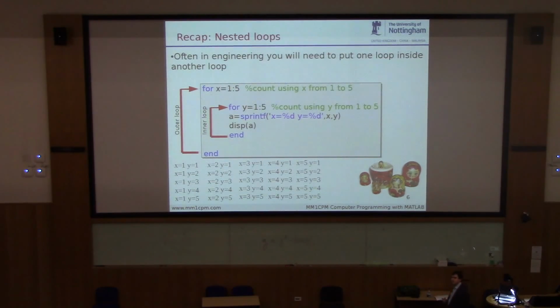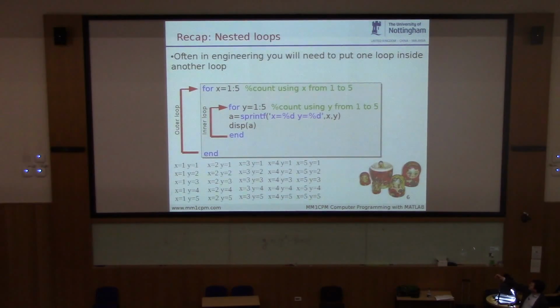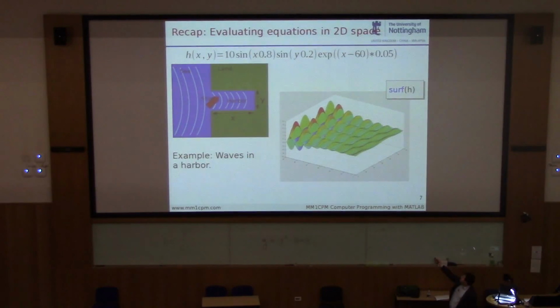This is incredibly useful if you want to evaluate an equation over, say, an xy plane. And we looked at this example of evaluating an equation over an xy plane. This would spit out the coordinates x equals 1, y equals 1, x equals 1, y equals 2, x equals 1, y equals 3, and so on. We evaluated this sort of wave equation in this harbour and made some nice animations with these nested loops. It was all quite fun. And hopefully in the lab, you'll have had a go at nested loops.